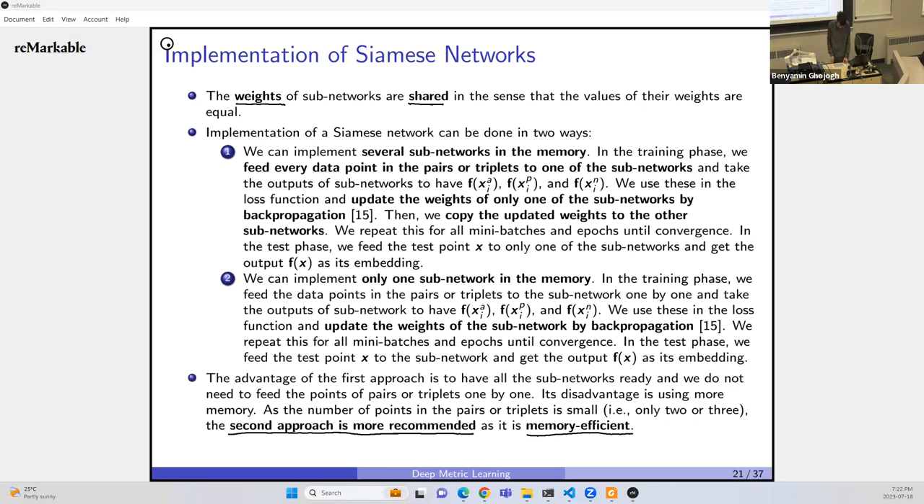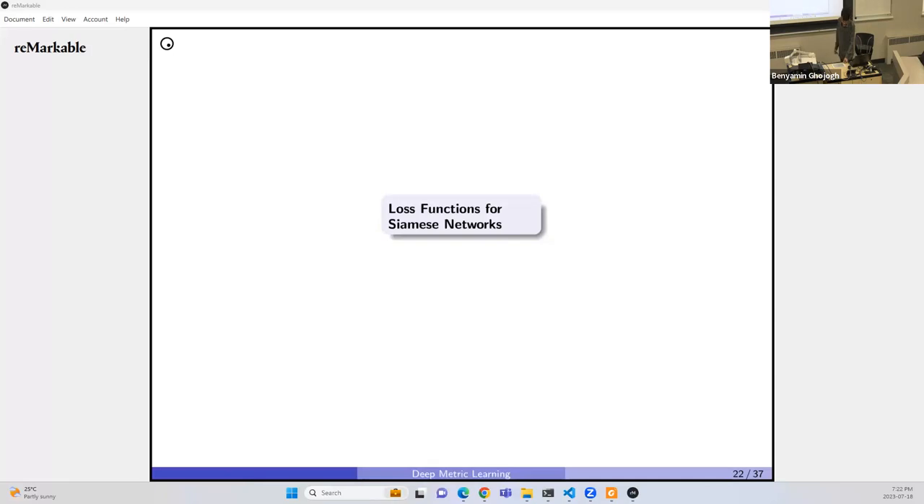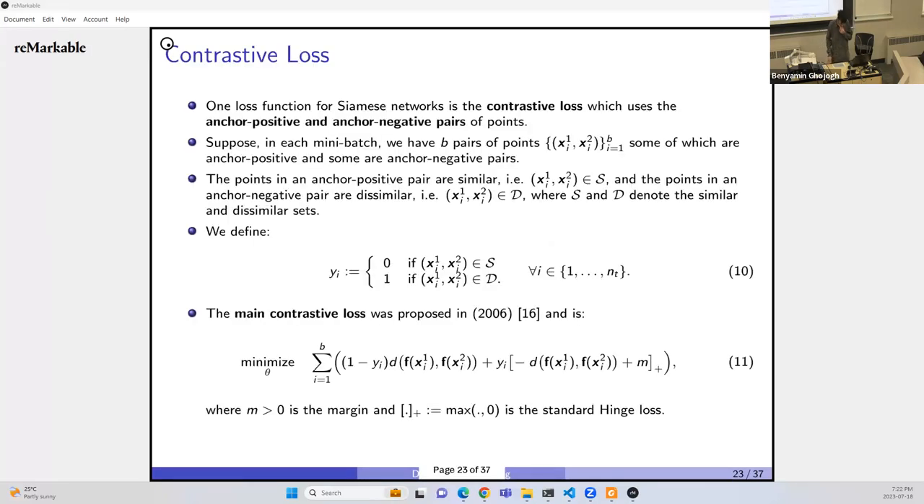So let's talk about loss functions for Siamese networks. One loss function is contrastive loss, which uses pairs: anchor-positive pairs and anchor-negative pairs. As far as I remember, if I'm not wrong, contrastive loss was proposed by Facebook. Triplet loss was proposed by Google. So these are proposed by big companies. Suppose in each mini batch, we have B pairs of points. B stands for maybe batch size.